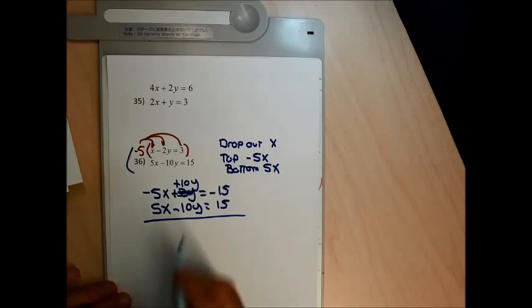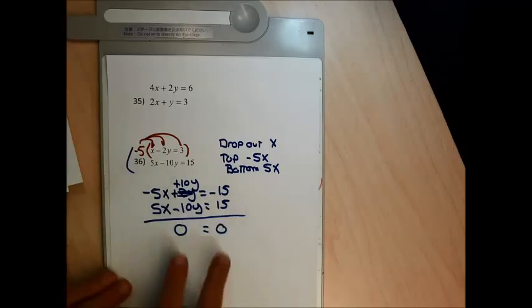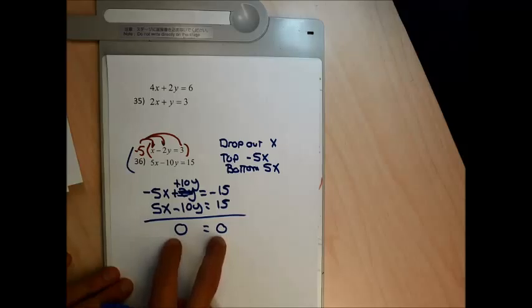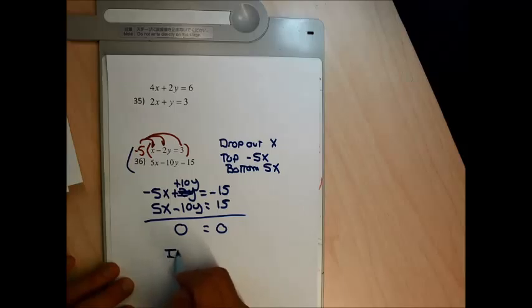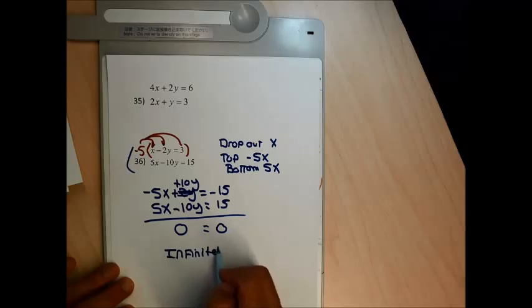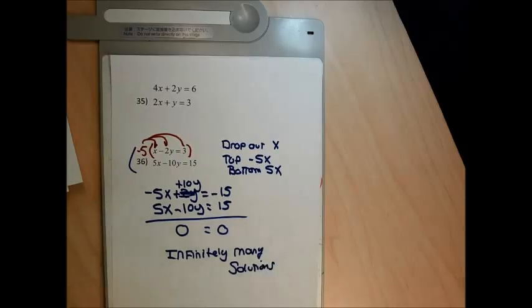On the left side, everything cancels. On the right side, everything cancels. If the letters cancel and you get a false statement, say there's no solution or inconsistent. If the letters cancel, you're left with a true statement, just say there's infinitely many solutions, and we won't worry about the fancy answer. This means that they're parallel lines. I mean, they're lines that coincide. They graph right on top of each other.